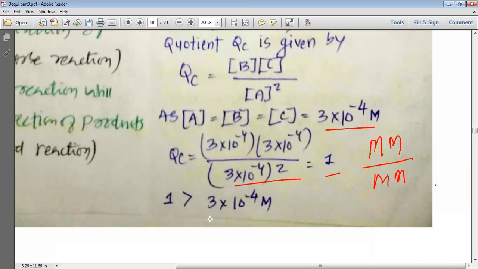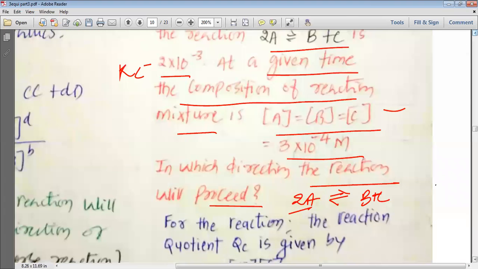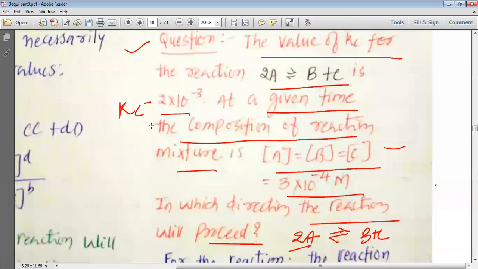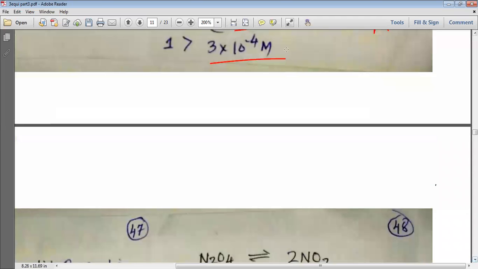Please remember that we are given the value of Kc, and the value of Kc is 2 × 10^-3. I made a mistake. It's 1 that is greater than 2 × 10^-3. So the value of Qc is greater than the value of Kc.